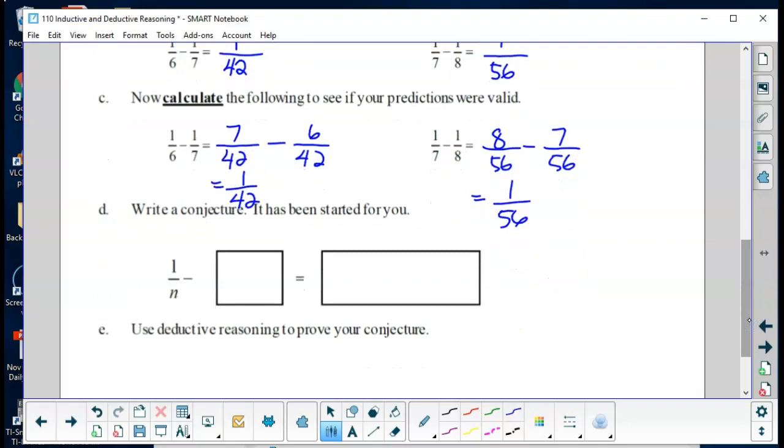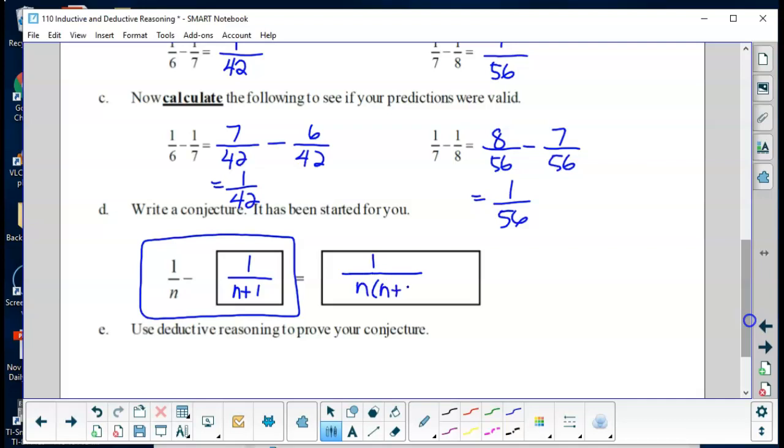So, what's the conjecture here? In general form, 1 over n, that would be like 1 over 6, minus 1 over, what's 1 more than n? It's n plus 1. So that's your original expression in general. What do we end up with? 1 over the product of the two denominators. Okay. You could show that as 1 over n squared plus n if you wanted to, but really it's 1 over n times n plus 1.